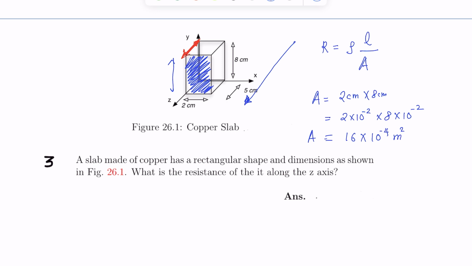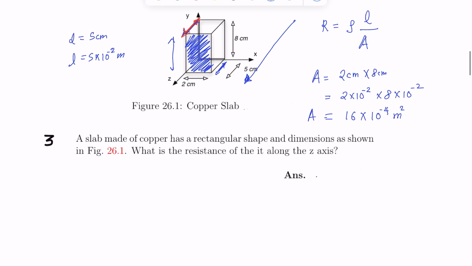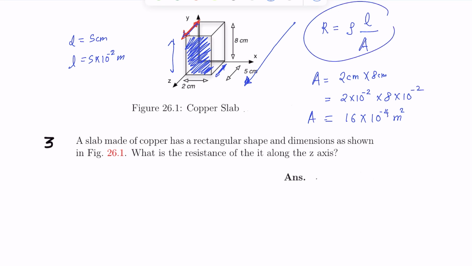Okay, and length is going to be 5 centimeters, because length is this distance, right? This is 5 centimeters, so it's 5 times 10 to the minus 2 meters. So you just use this formula, R. At this point we don't know the resistivity, because resistance is resistivity times length over area. We know this, we don't know the resistivity.